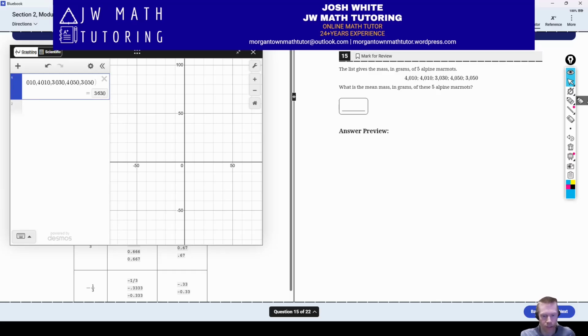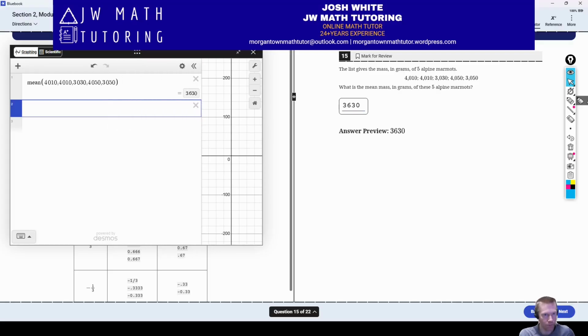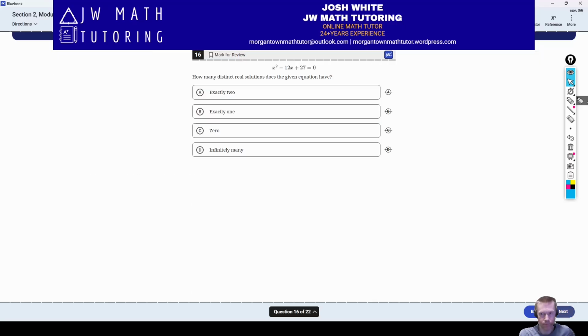All right, so it looks like it comes out to 3630, and that's it. That's what we would type in as our answer. There is, just to show you the whole statement here, mean and then all 5 values. No other work to do for this problem.